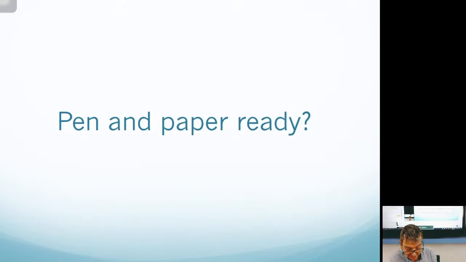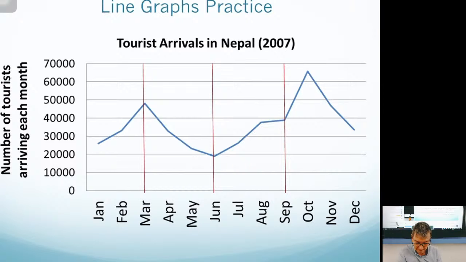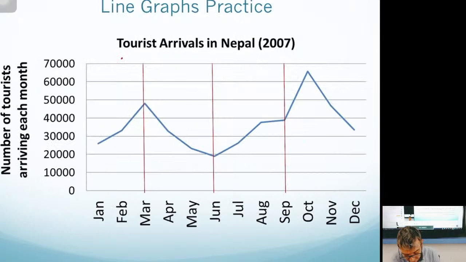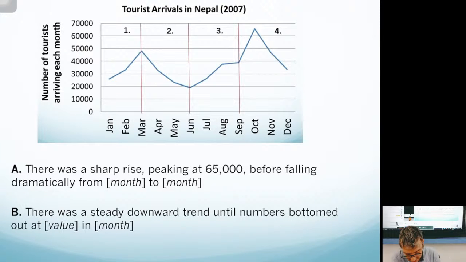Okay, pen and paper ready then. Let's see if you can get this. What we'll do is we'll look at the same graph, which is all about the number of tourists arriving per month, and then I'll give you a statement and then you tell me which part of the graph or which sector of the graph that belongs to. So we've got four parts of the graph, and then a number for each one. So section 1, section 2, section 3, section 4. So where does A belong? Is it 1 or 2 or 3 or 4?